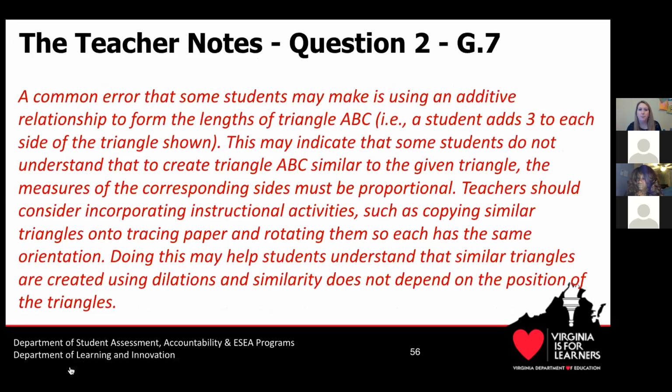Okay, so the teacher note starts with a common error. That first sentence, generally for every teacher note, says a common error that some students may make is using the additive relationship to form the lengths of triangle ABC. So a student adds 3 to each side. Right, so they know they all change, but they're adding 3. The second sentence generally will include what it indicates about students' understanding. So this may indicate that some students do not understand that to create triangle ABC similar to the given triangle, the measures of the corresponding sides must be proportional. Right, so they're using the additive property instead of using the proportion.